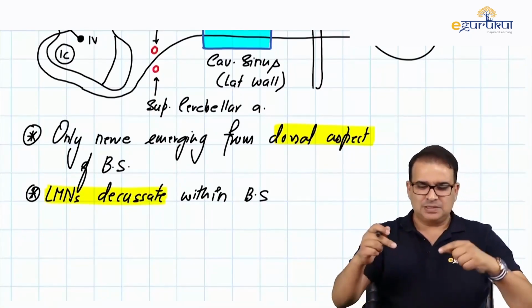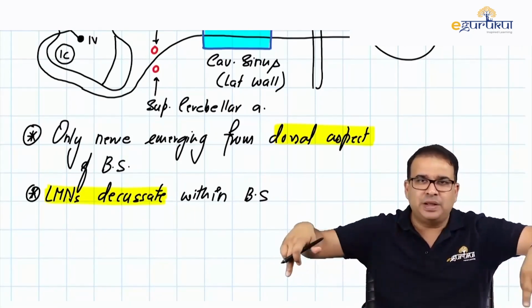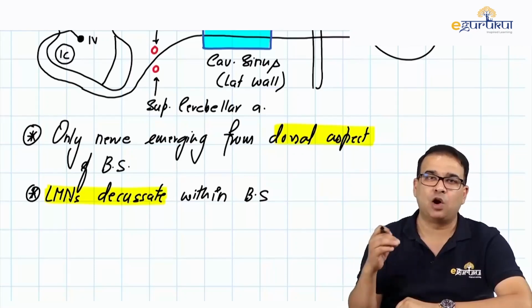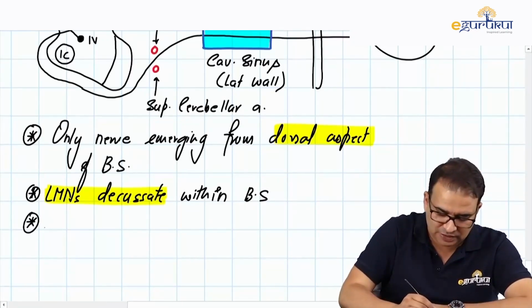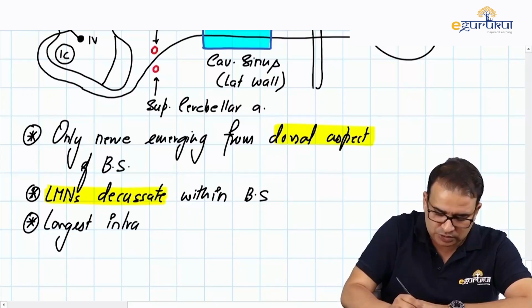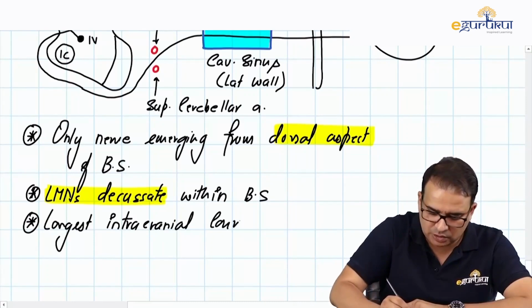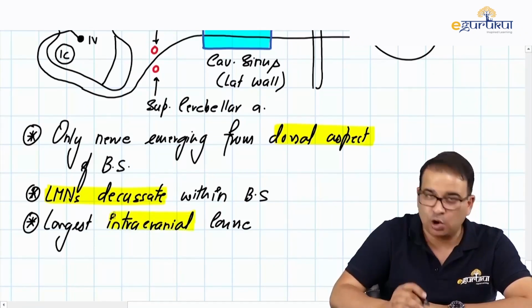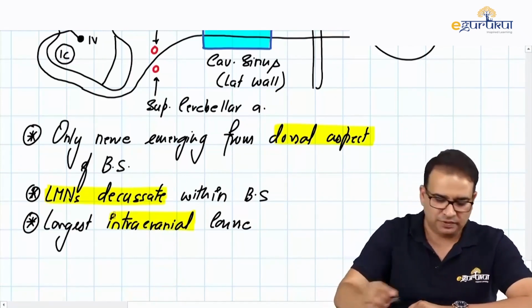And what happens is the nerve first decussates, comes from the dorsal aspect, winds around the brainstem, and then goes forward into the cavernous sinus, which gives this nerve the longest intracranial course. The fourth nerve is having the longest intracranial course. Be careful with the words, guys. Intracranial, not intradural, not intraosseous, not the longest nerve. It is the longest intracranial course that is there in the fourth nerve.